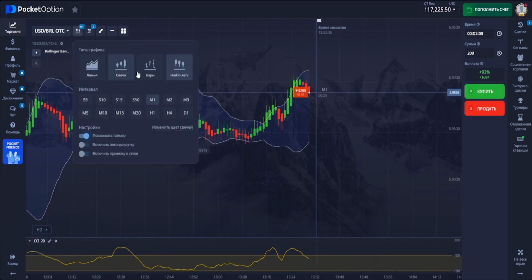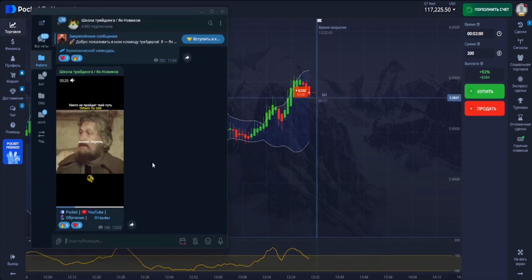Let me tell you right away about the type of chart. It's called Heikin Ashi. You can enable it in this chart type section, and if you don't know what it is, you can check out the Telegram channel.